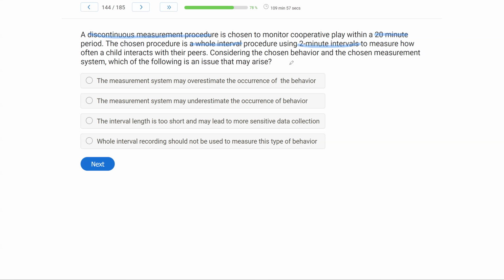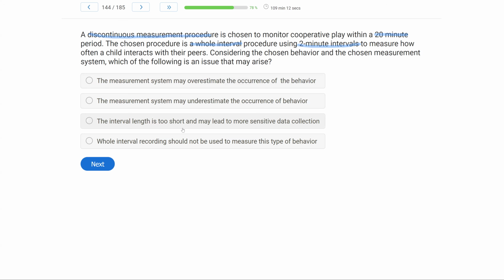So let's see what our answer choices say. A, the measurement system may overestimate the occurrence of the behavior. Well, whole interval is unlikely to overestimate occurrence because that behavior has to happen for the entire 2 minutes for it to count. And so we're only going to have 10 intervals. So if that behavior is not happening for a very long time, it's very unlikely we're going to overestimate how often it happened. It's much more likely we're going to underestimate with 2-minute intervals. Because if that behavior happens for 1 minute and 50 seconds, we're not going to count it as a response. And in that case, you are very likely underestimating just how often the behavior is occurring.